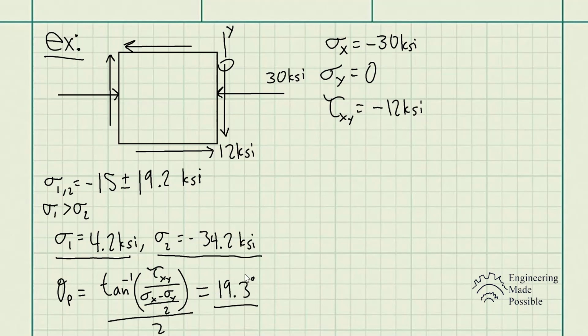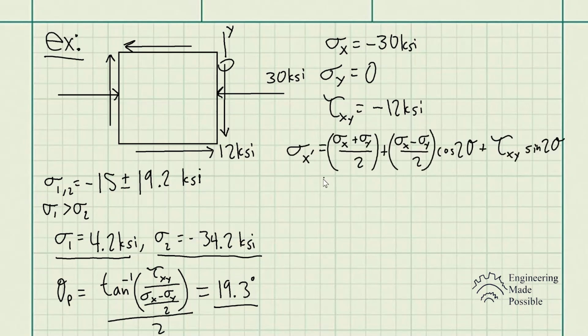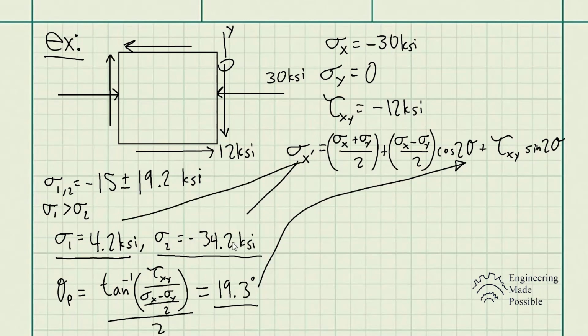Now this is where we could go ahead and use the plane stress transformation equations, plug in this theta value and solve accordingly. So these are the plane stress transformation equations, right? We have one for sigma x prime, we have another one for sigma y prime. Once you solve the angle for the maximum principal stress, you plug it into this equation with all the other variables and see which value is for the x prime direction. Is it the negative 34.2 ksi or is it the 4.2 ksi?